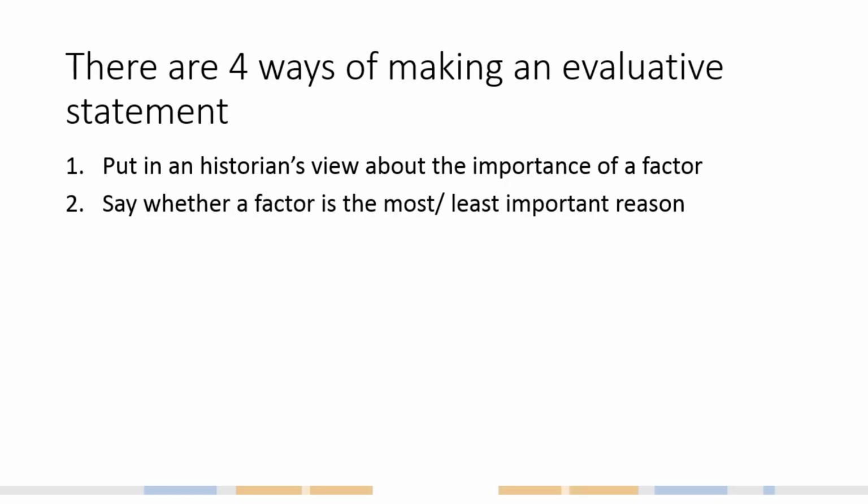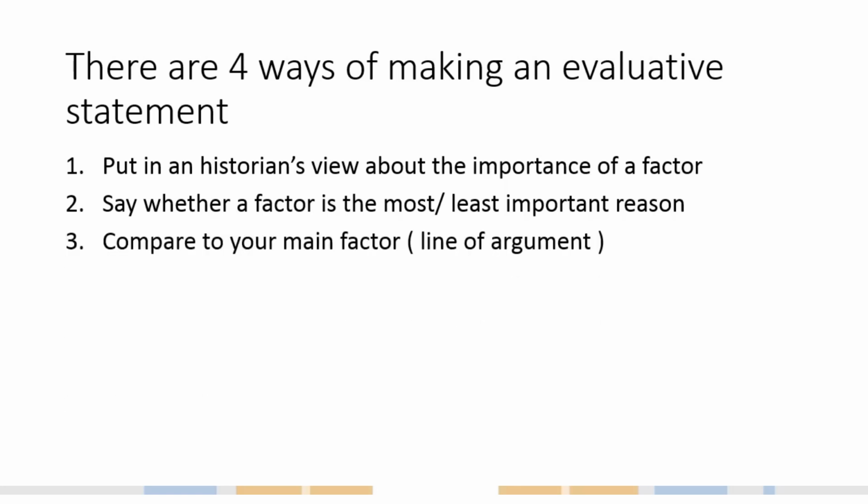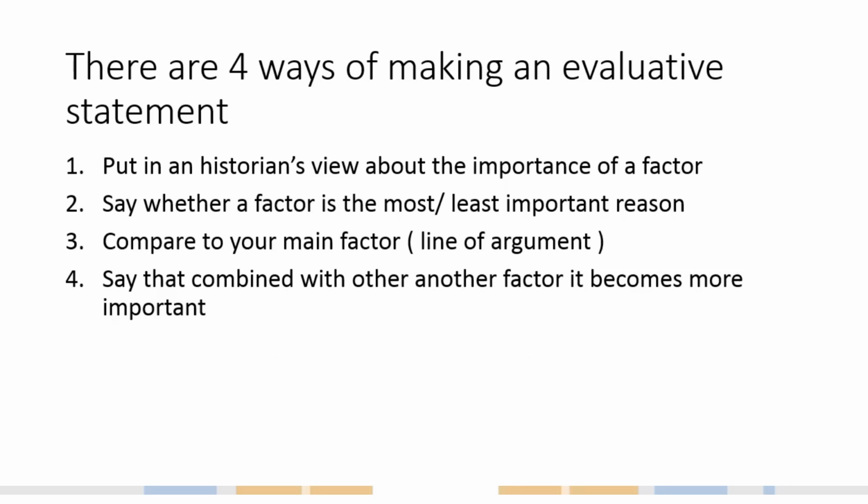The second way is you can say whether or not a factor is the most or least important reason. A third way is you can compare your factor to the main factor, the one that you have identified in your line of argument. And then the fourth way is that you can combine two factors. So one factor combined with another factor becomes more important.